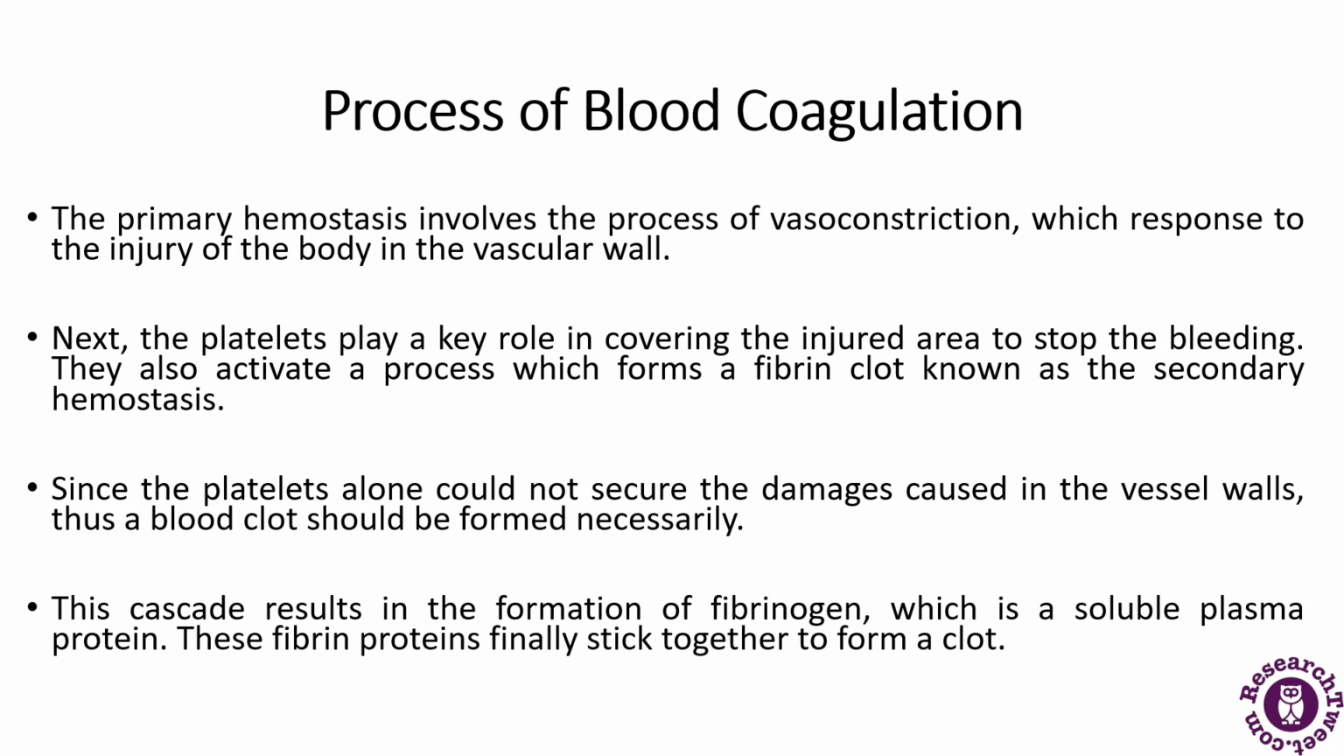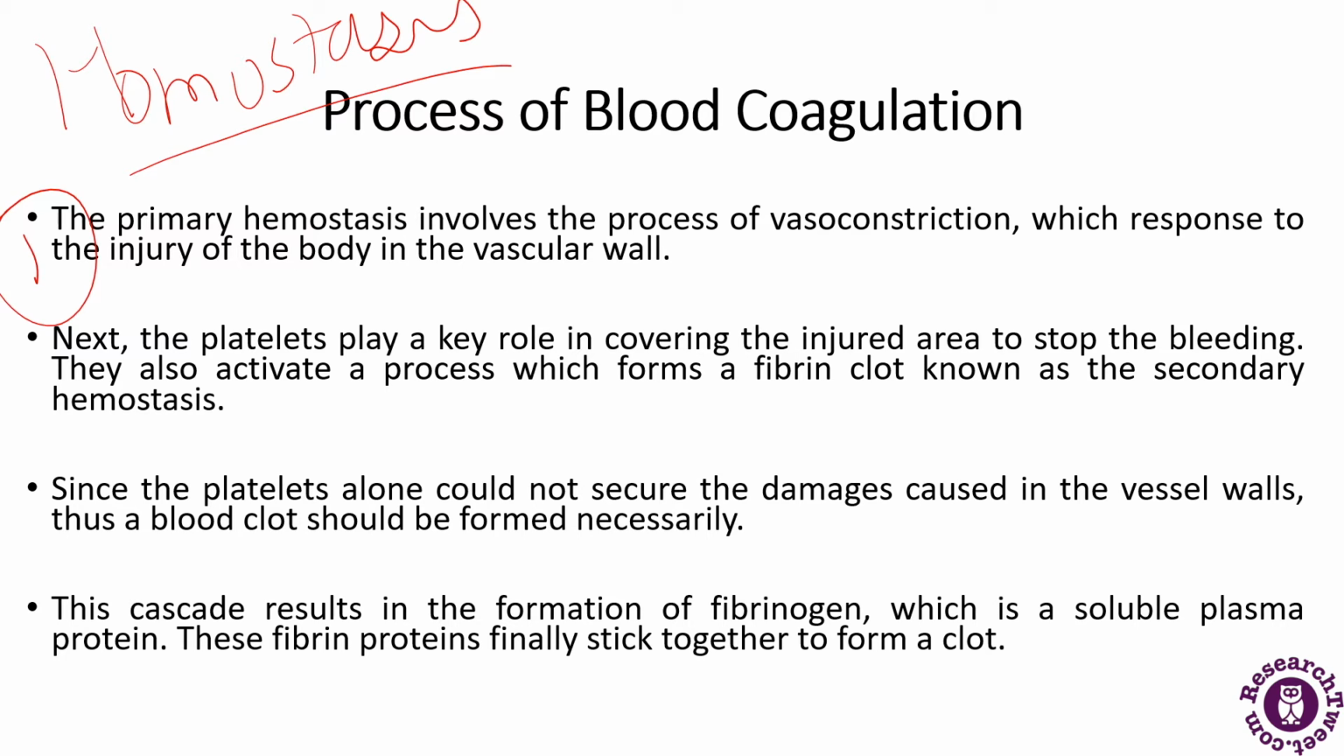The mechanism which helps the body prevent a constant loss of blood is known as hemostasis. There are three steps represented here. First is the primary hemostasis, which involves the process of vasoconstriction, responding to the injury in the vascular wall. Once it is injured, the vascular walls react immediately by reducing the amount of blood flow in the affected area. So this is the first process.